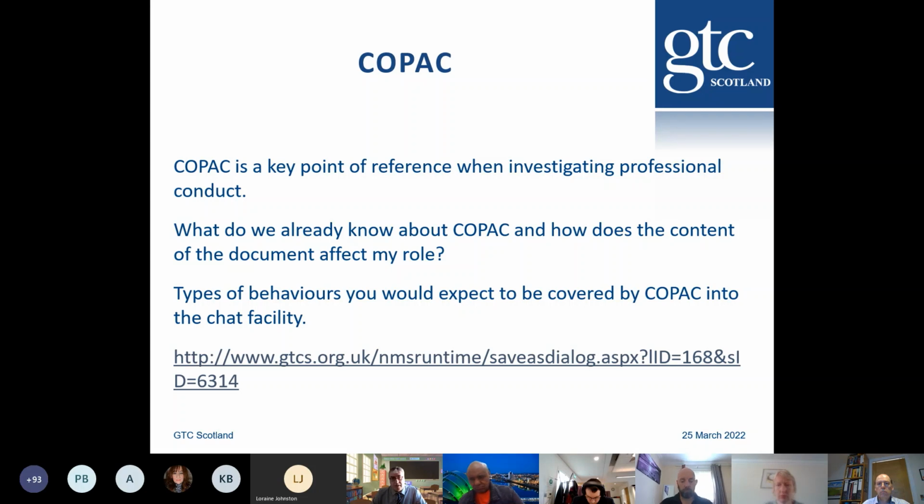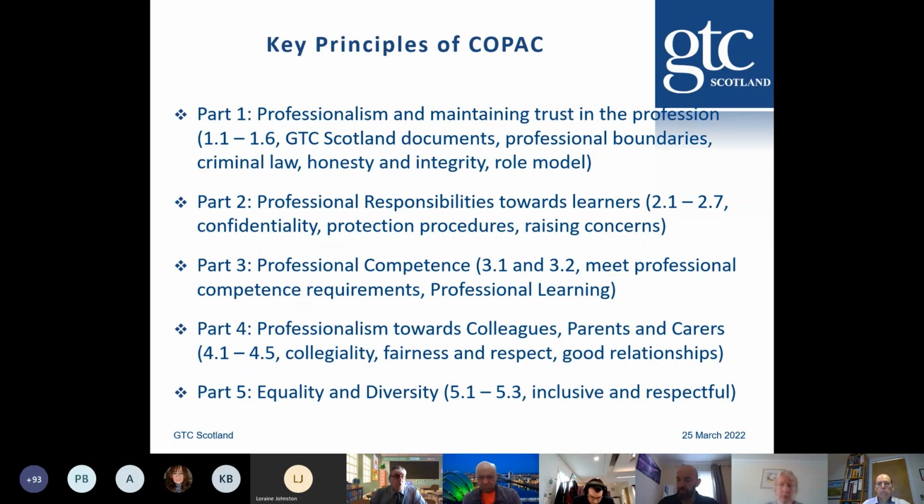Okay, so if that's the case, I will simply move on and talk through the behaviours that are covered by COPAC. So COPAC, right, this slide here shows you the key principles of COPAC. Just as I put that slide up, someone has come in with bullying and harassment of students, unacceptable, which is absolutely correct. But we'll talk through this slide. So I'm going to run through the behaviours identified in COPAC.